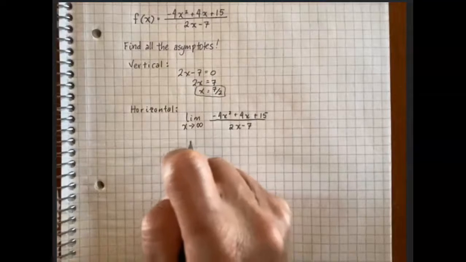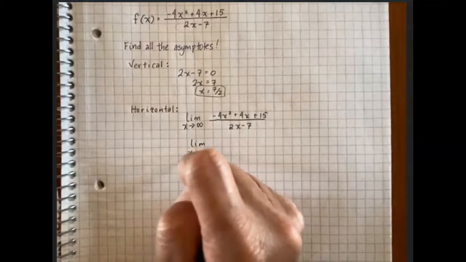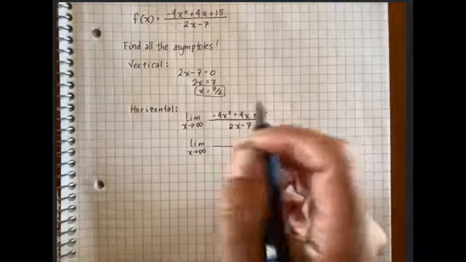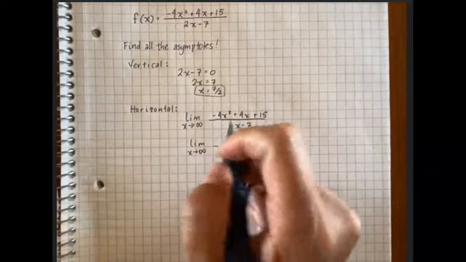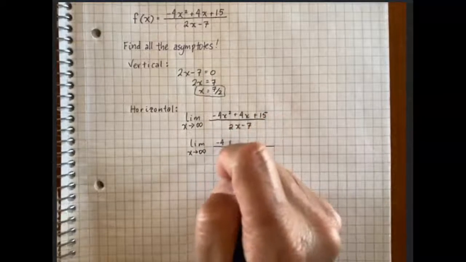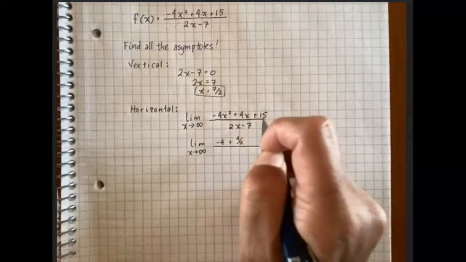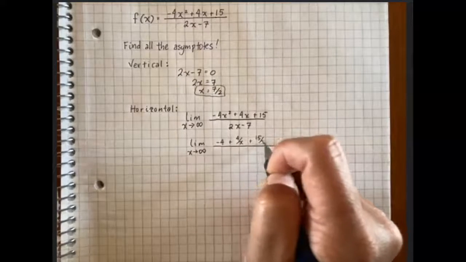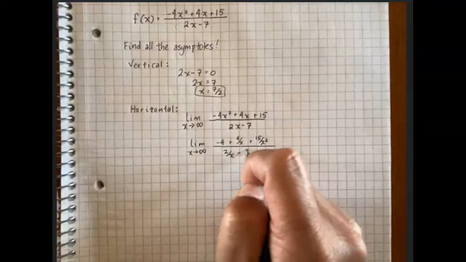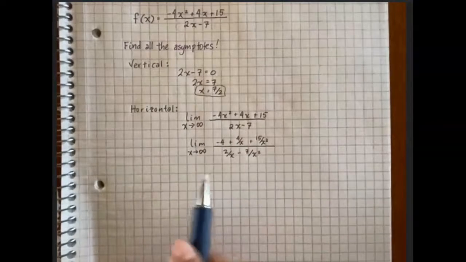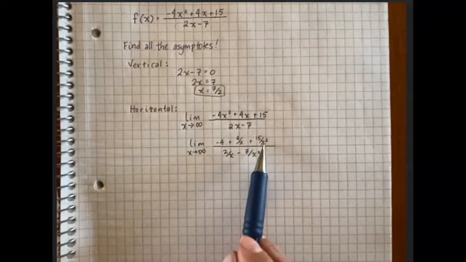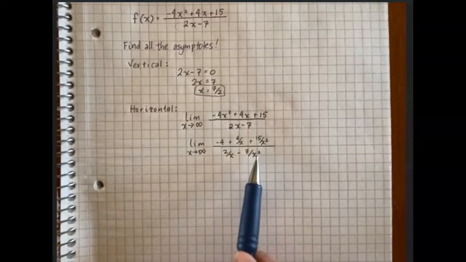So this limit is equal to the limit of a similar rational expression. In other words, if we divide each of these by x squared, so negative 4x squared divided by x squared is negative 4. 4x divided by x squared is 4 over x. 15 over x squared. 2x over x squared is 2 over x, and 7 over x squared. Now, we know that as x approaches infinity, each of these terms that has an x or an x squared in the denominator will all go to 0.